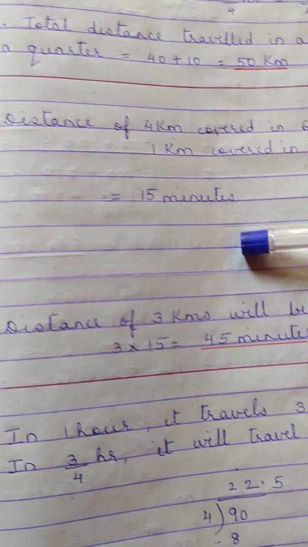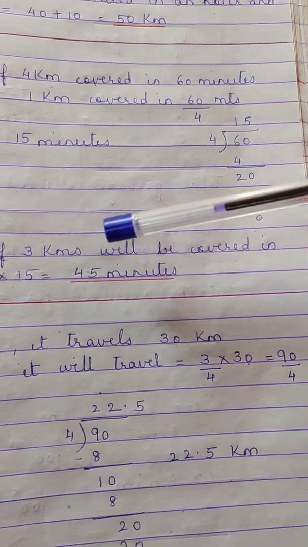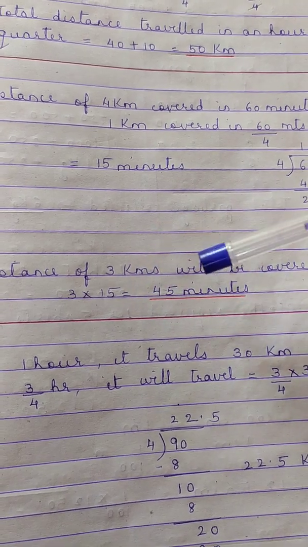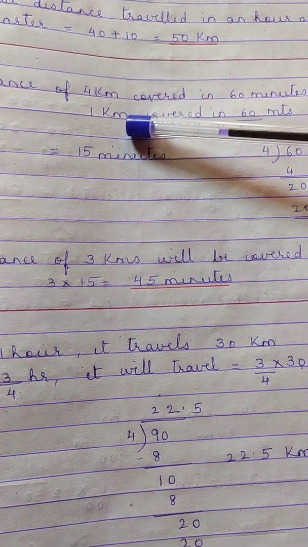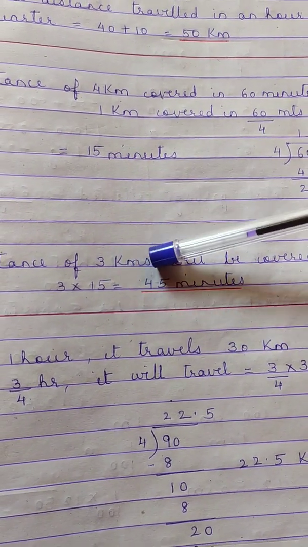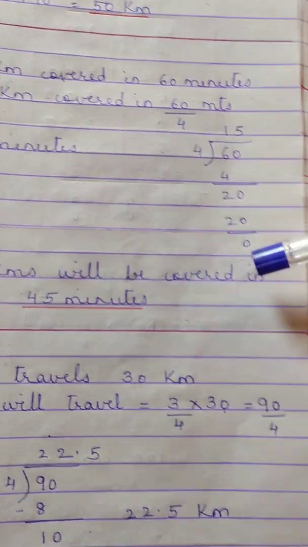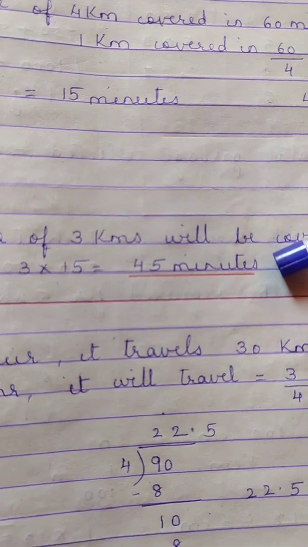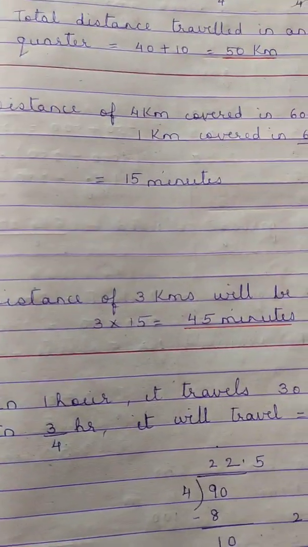Now you have to find out in how much time a distance of 3 kilometers will be covered. So if he covers 1 kilometer in 15 minutes, 3 kilometers he will cover in 3 into 15. 3 into 15, that is 45 minutes. Okay, this is how you do question number 6.